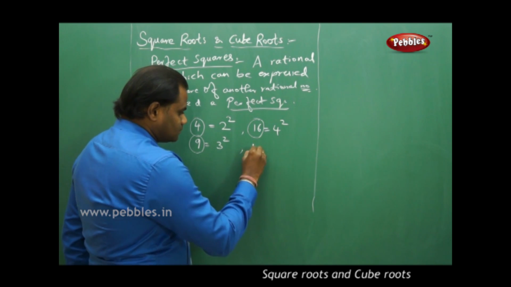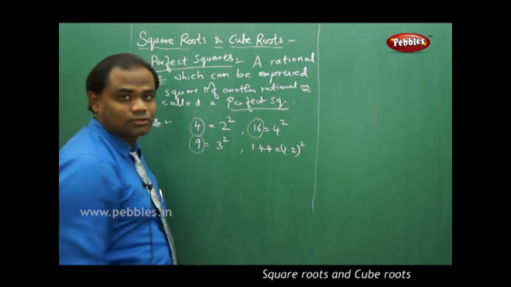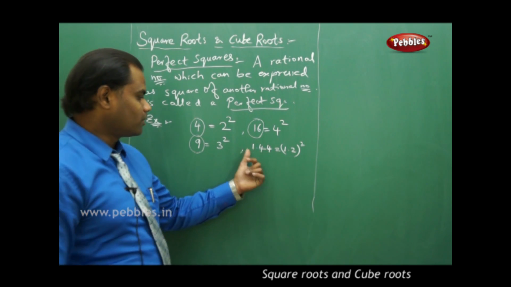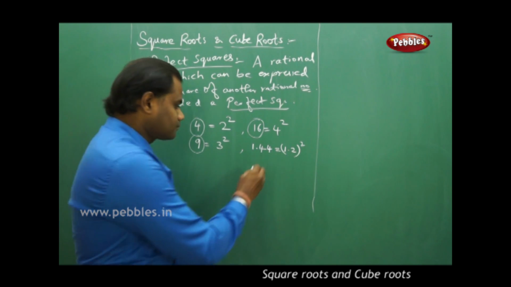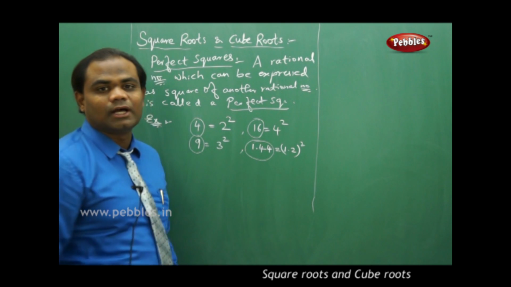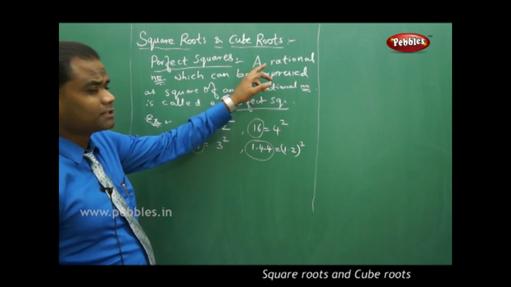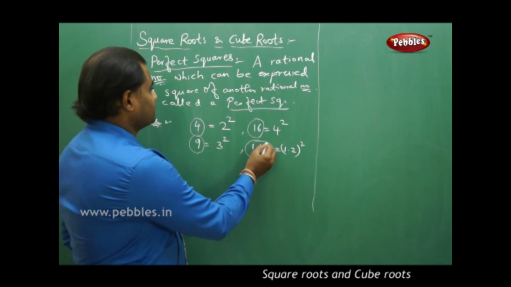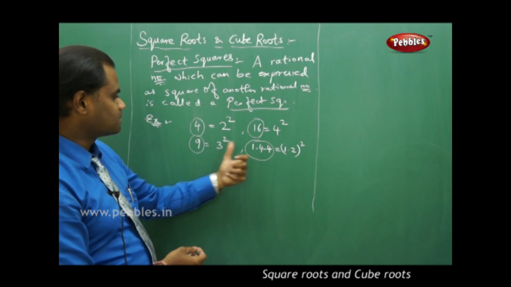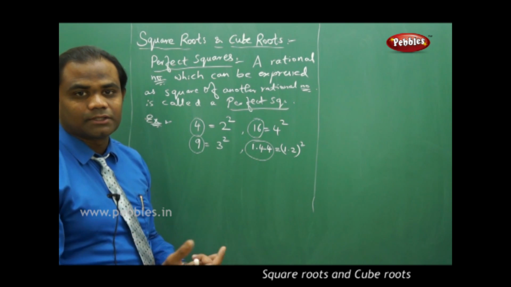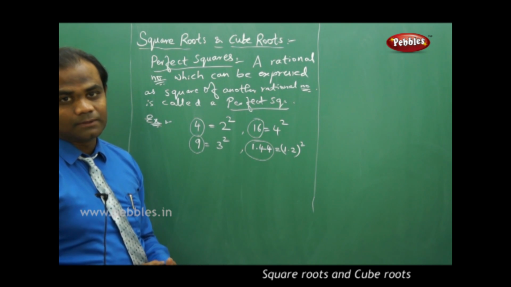I have 1.44, which I can write as 1.2 whole square, because 12 times 12 is 144. So 1.44, which is a decimal or a rational number, can be expressed as 1.2 whole square. So 1.44 is called a perfect square. These are the various examples of perfect squares, where the definition clearly says that a rational number which can be expressed as a square of another rational number. So this is the definition of a perfect square.